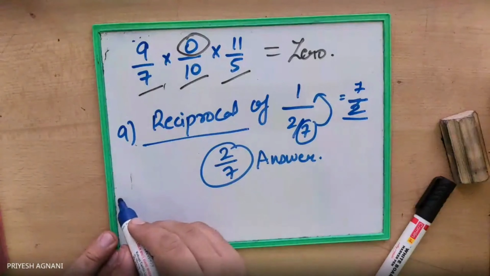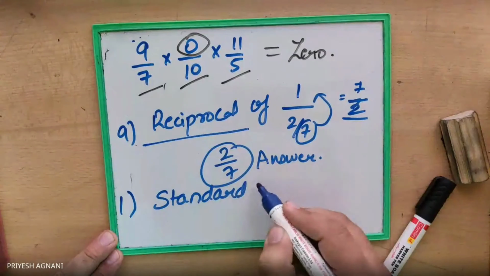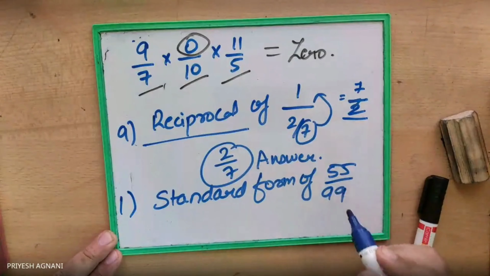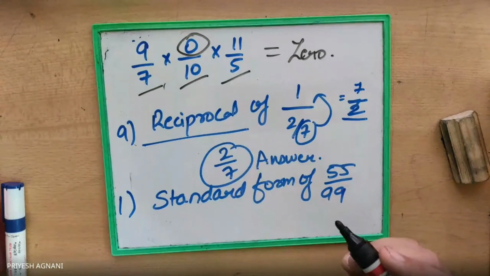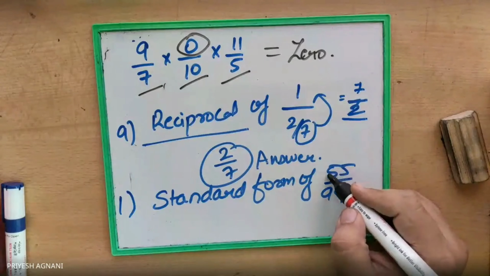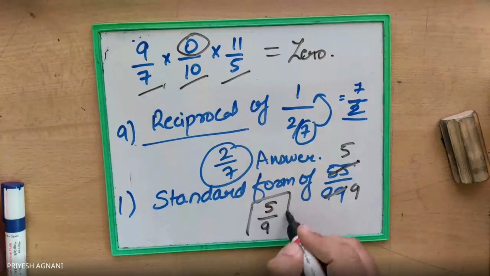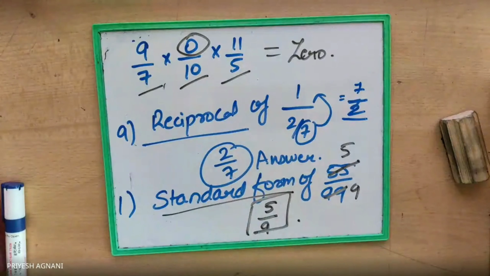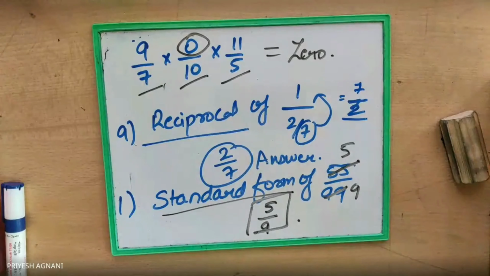Okay. The first question is written, write the standard form. Standard form of 55 upon 99. Standard form, whatever form you take, it is always the reduced form. Means what? 11 fives are 55, 11 nines are 99. The answer will be 5 upon 9. Remember, in the standard form, you have to take the reduced form, cancelling, and if there is a negative sign, the negative sign always goes with the numerator. It never goes with the denominator.